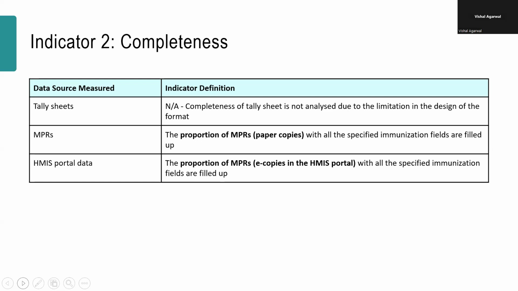So the second one is completeness. We have not reviewed the completeness of tally sheets due to a limitation in the design. But we have reviewed the completeness of the monthly progress report and HMIS. Completeness here means that if a monthly progress report has all the specified immunization related data filled in, that particular report is complete. If there are some blank fields in the immunization related data, we have considered that report incomplete. And the same for the HMIS data. If in the HMIS portal any monthly progress report is incomplete for any particular indicator in the specified immunization related field, that month's report is found incomplete. Next slide, please.